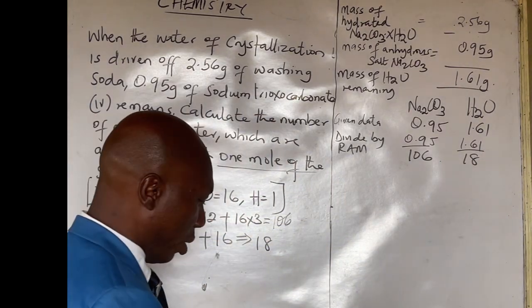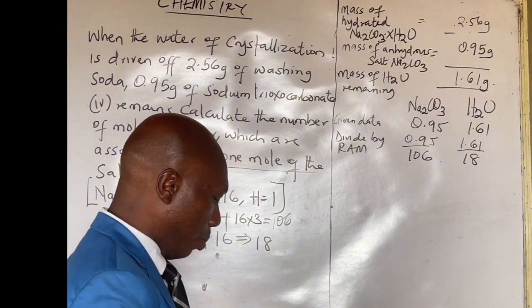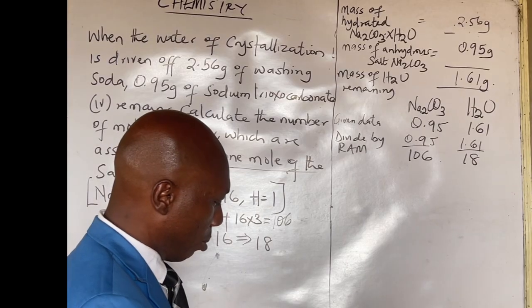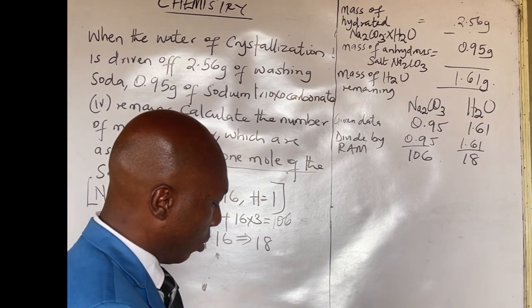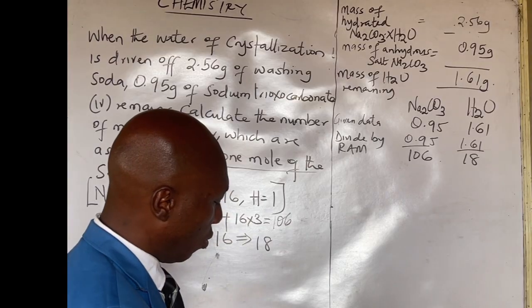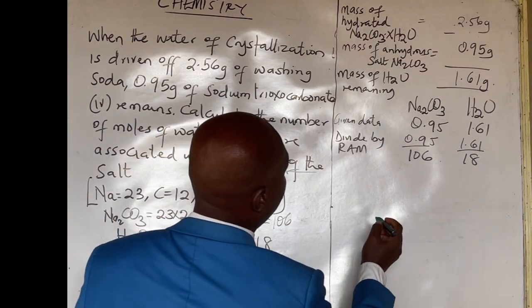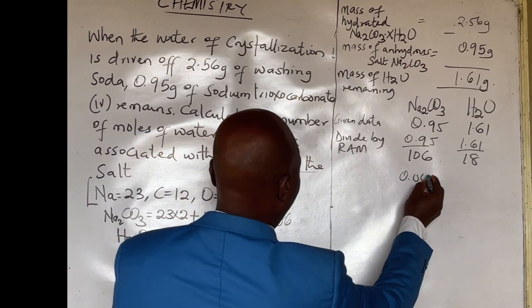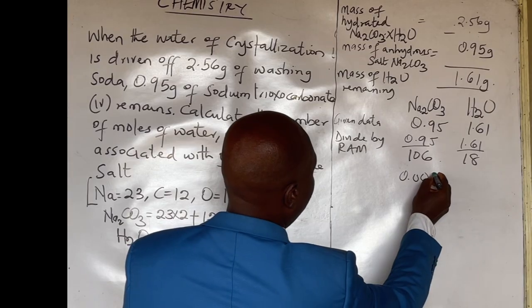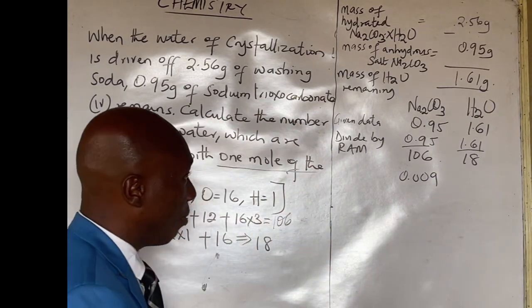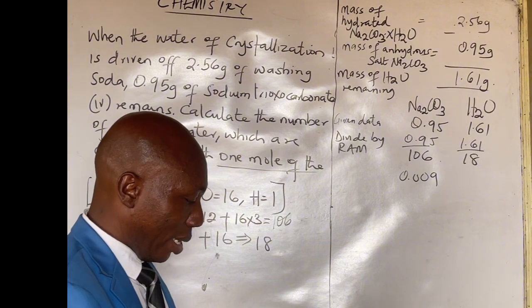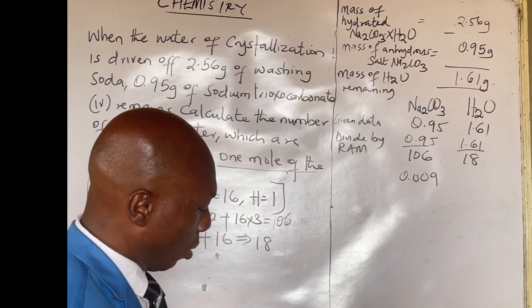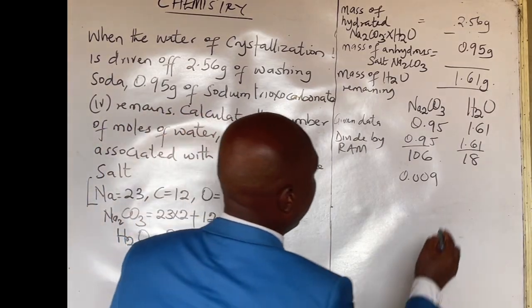So we do that very well. We have 0.95 divided by 106, which is about 0.009. And 1.61 divided by 18, we have 0.09.